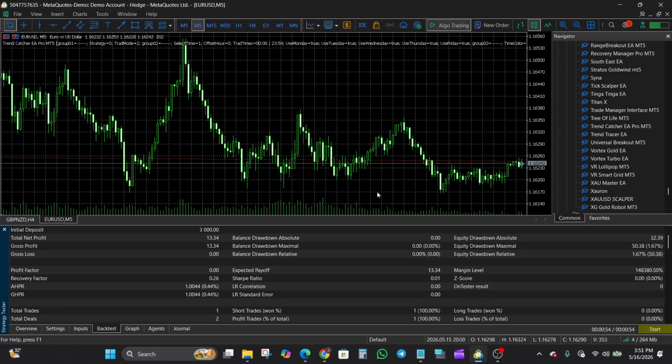Okay. Overall, the Trend Catcher EA Pro for MT4 and MT5 looks like a feature-heavy automated trading system with a focus on trader flexibility, chart level control, and dual trading styles. So if you are interested in automated systems that combine manual oversight with algorithmic execution, then this might be one that is worth testing further on a demo account first.